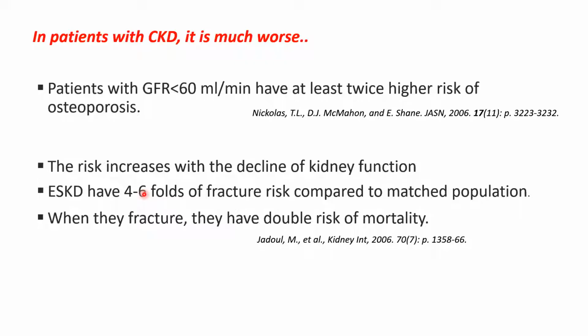Patients with GFR less than 60 mL per minute have at least twice higher risk of osteoporosis. This risk increases with the decline of kidney function, ending with end-stage kidney disease patients, who have 4 to 6-fold fracture risk compared to the matched population. And when our patient fractures, they have double the risk of mortality.